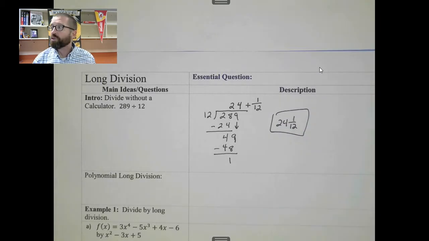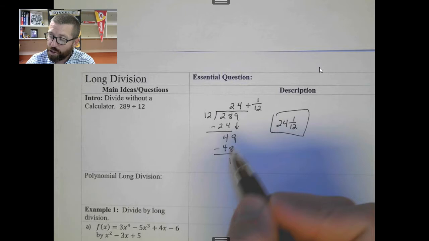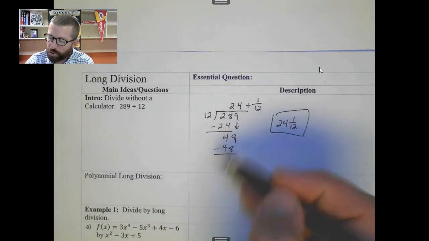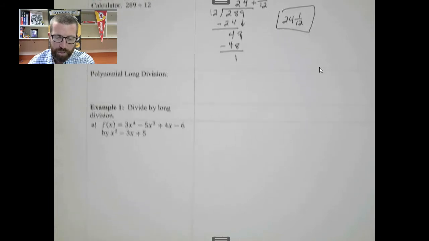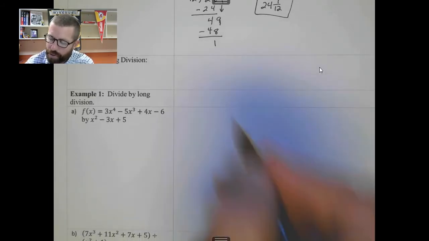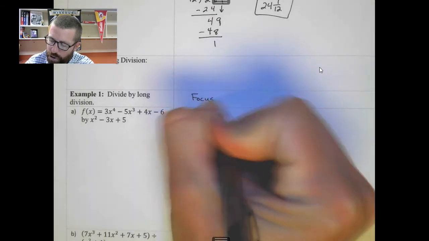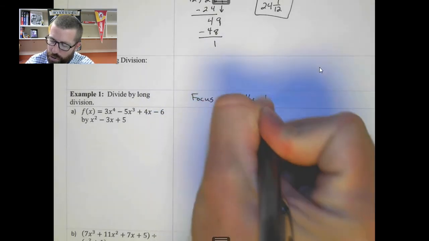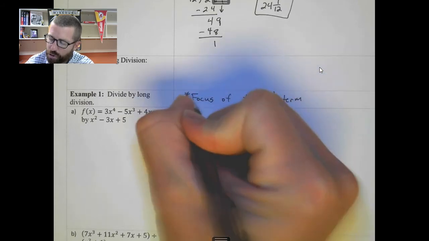So with polynomial division, we're going to use this long division. We're going to use the same process. We're going to take the polynomials and divide them with this same algorithm. Now, there's a lot of tricky parts about this. But one thing you've got to remember is you need to focus on the first term. So we're going to focus on the first term.